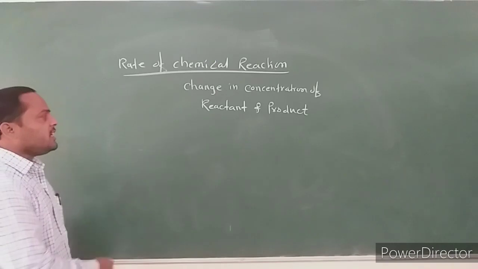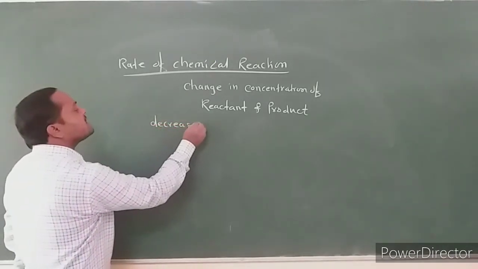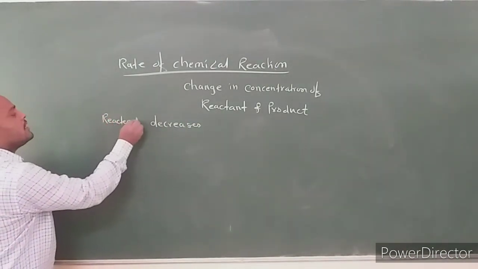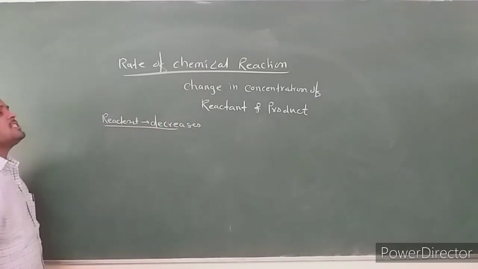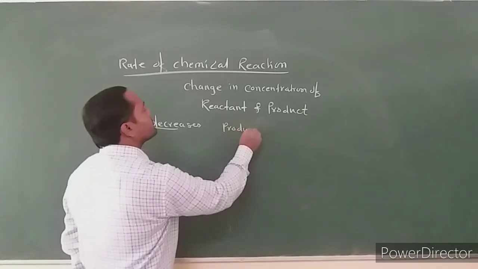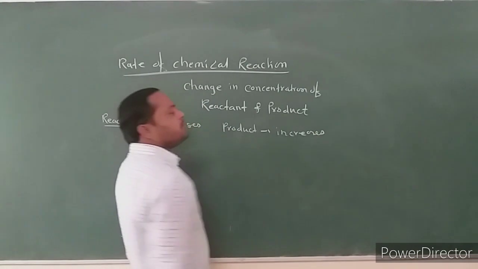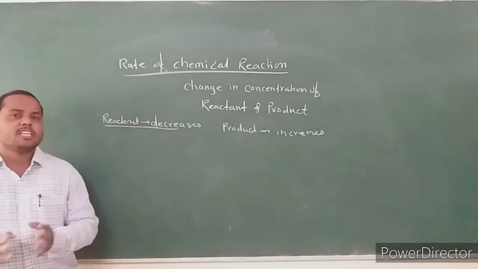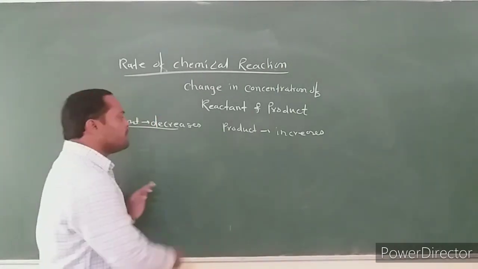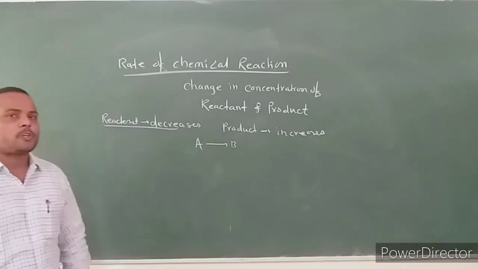Generally, in a chemical reaction, the concentration of reactant decreases and the concentration of product increases with time. Consider the simplest form of reaction: A is a reactant which is converted to the product B.